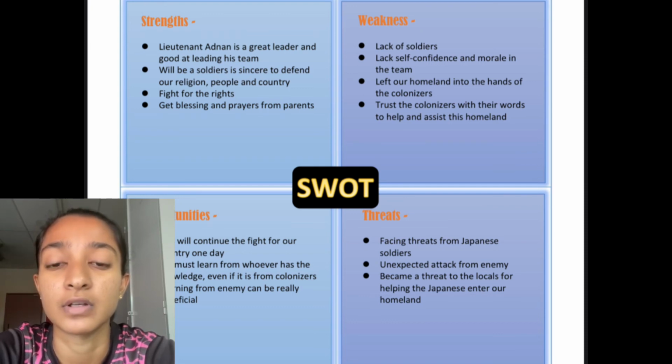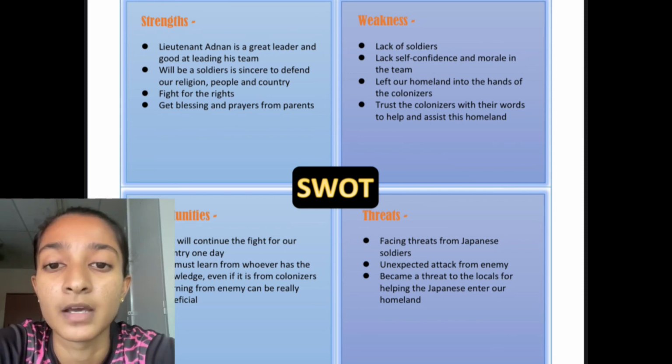Today I'm going to talk about weaknesses and threats in the Leftenan Adnan movie. My first point is lack of soldiers. In Lieutenant Adnan's story, we lacked soldiers to oppose the Japanese army, which had a very large number of soldiers. Next one is lack of self-confidence and morale in the team. Based on this story, the soldier named Ayub always caused problems in the team, for example giving a negative impact to other soldiers, which can lower their morale.